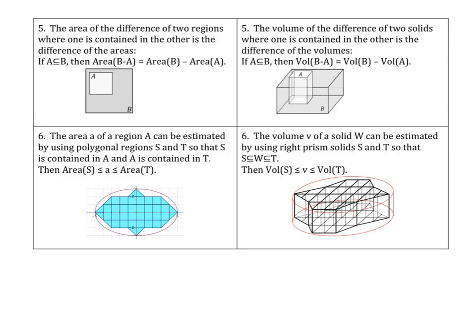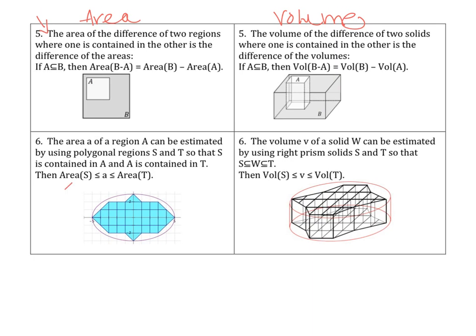So for area, number 5, the area of the difference of 2 regions where one is contained in the other is the difference of the areas. And number 6, the area of a region A can be estimated by using polygonal regions S and T so that S is contained in A and A is contained in T. Then the area of S is less than or equal to the actual area of the figure, which is less than or equal to the area of T. So this is lower approximation, and this is upper approximation.